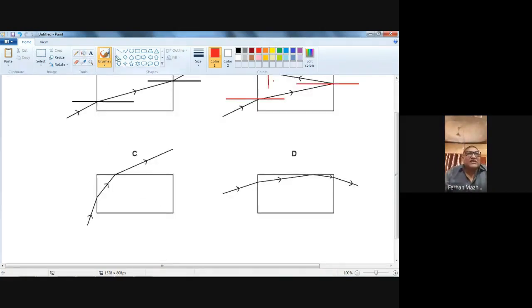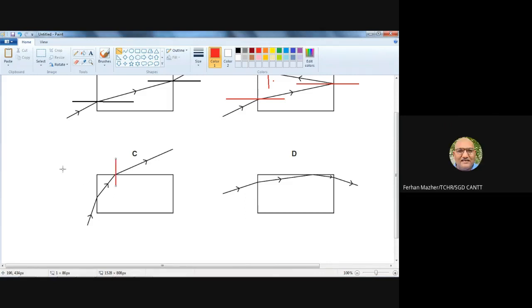If you want to check the others, you can check also. For example, if I check here, the light is coming out of the glass, so it should bend away from the normal. That is good. And here, when the light entered into the glass, it should bend towards the normal, and it bent towards the normal, so that is good. So C figure is clear. Actual answer is B.